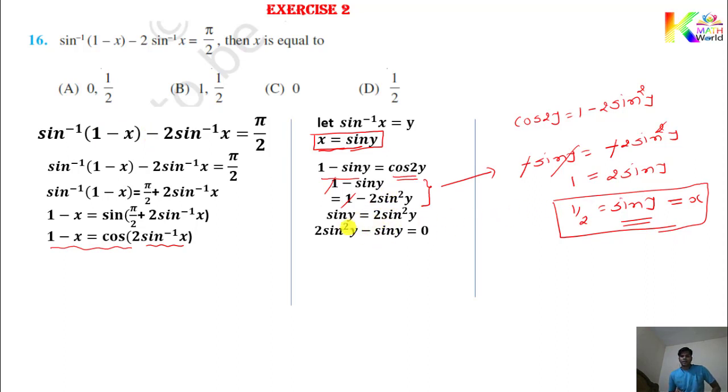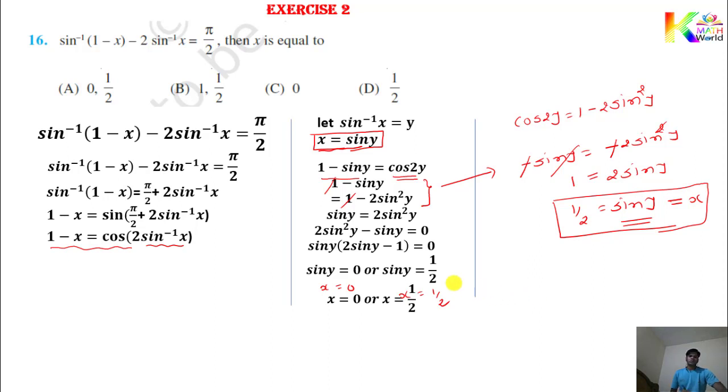Another way to calculate: take this sin y to that side. Sin y is common, so you get sin y times 2 sin y minus 1 equals 0. It means sin y equals 0 or sin y equals 1 by 2. Sin y is x, so you got x equals 0 or x equals 1 by 2.